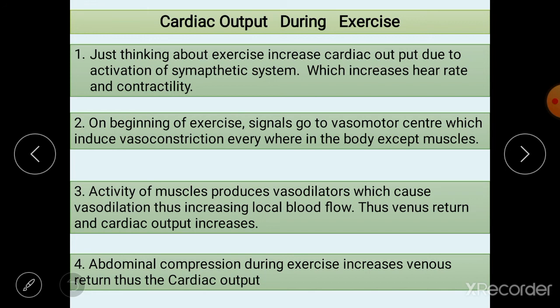and this increased venous return will cause an increase in cardiac output. So whenever you are experiencing strong sympathetic stimulation, or when you are exercising, your abdominal muscles are going to compress your blood vessels which are present in your abdomen and other organs such as your liver and spleen, which are full of blood, and due to compression this blood is going to be returned to your heart in the form of venous return, and increased venous return results in increased cardiac output. So this is how your cardiac output increases during exercise.